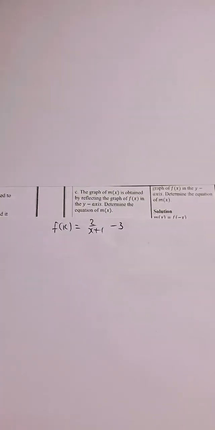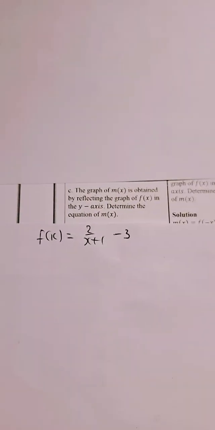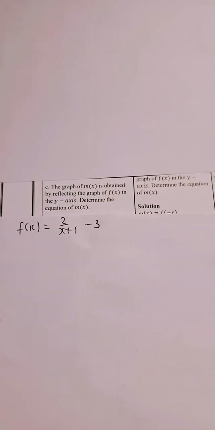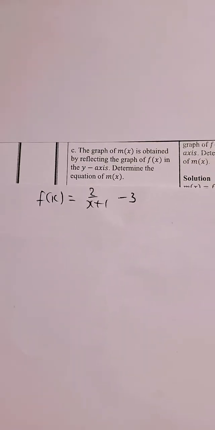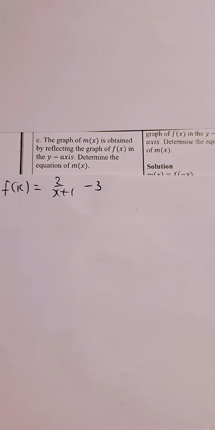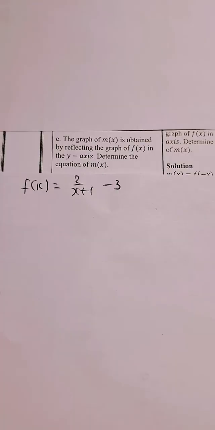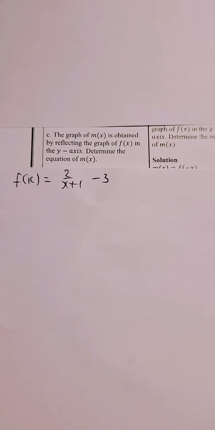minus 3. So when they say reflection in the y-axis, remember they could also say reflection along the line x is equal to 0, because the y-axis is also the line x is equal to 0. So we must know both languages, the language of reflection in the y-axis and reflection along the line x is equal to 0, because the y-axis has an equation. The equation of the y-axis is x is equal to 0. So you must take note of both languages, reflection in the y-axis or reflection along the line x is equal to 0. Make sense?